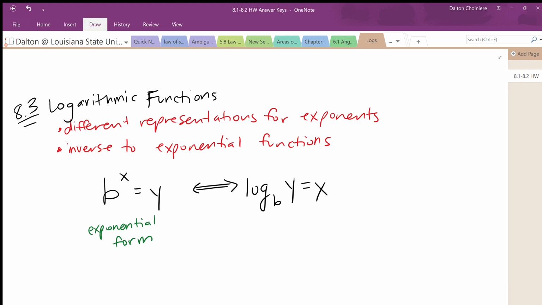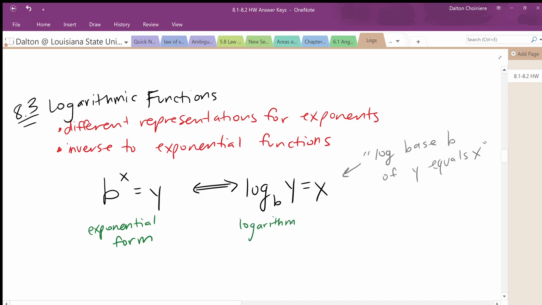And I highly recommend you going ahead and writing what the heck I just said, because you need to be familiar with saying those things as you read logs as well. You say this, log, literally say the word base b of y equals x. Log base b of y equals x. In the same way that x is a superscript in the exponential, b, little b, is like a subscript. And notice it's the same base. That's why it's important for you to understand in the exponential, b is a base, because in the log, it acts as the base as well. This is called logarithmic form.